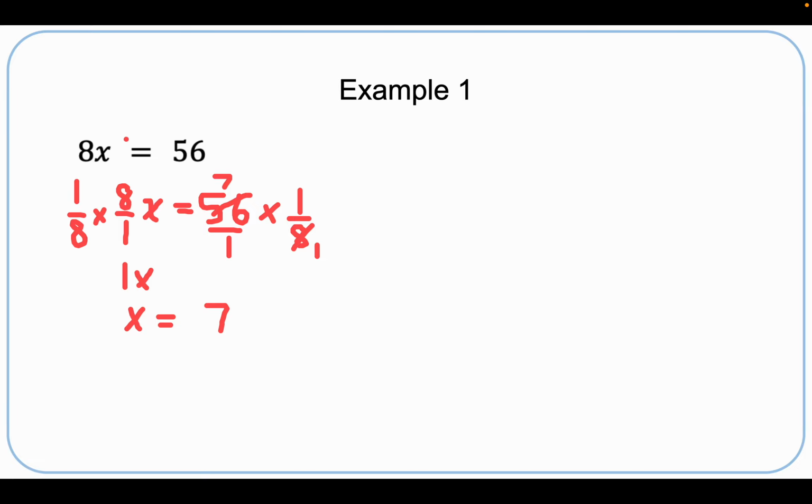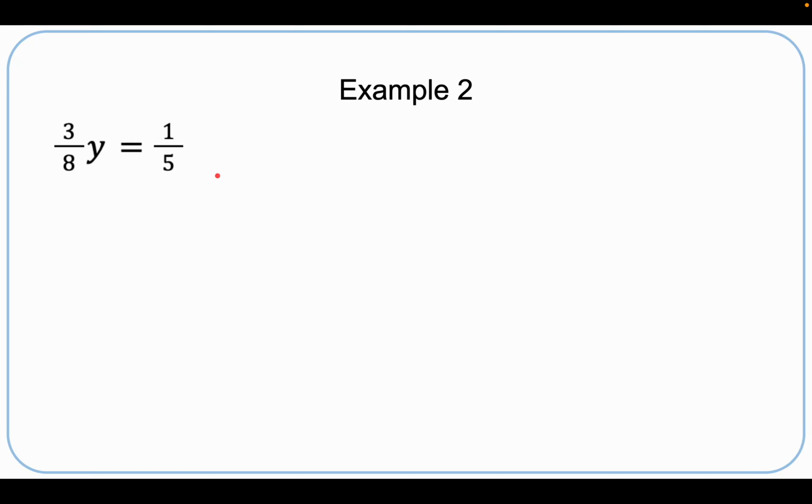And you probably already knew that 8 times 7 equals 56. That's fine. Again, this is just getting in the habit of going through the process and showing the steps, because as things get more complicated, we're going to need to know how to do this. And then just like with our other problems, we need to check our answer. So x equals 7, we would substitute into here. 8 times 7 equals 56. Yes, that checks out.